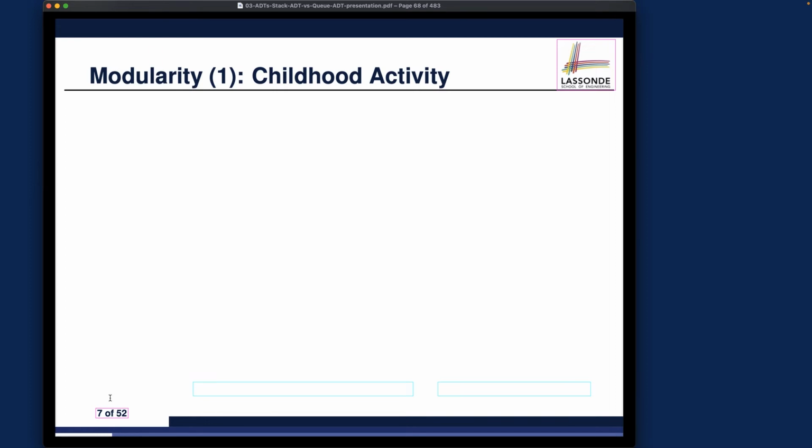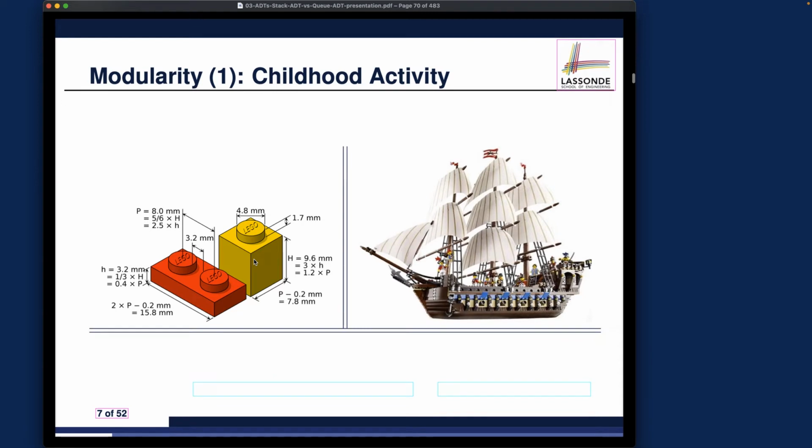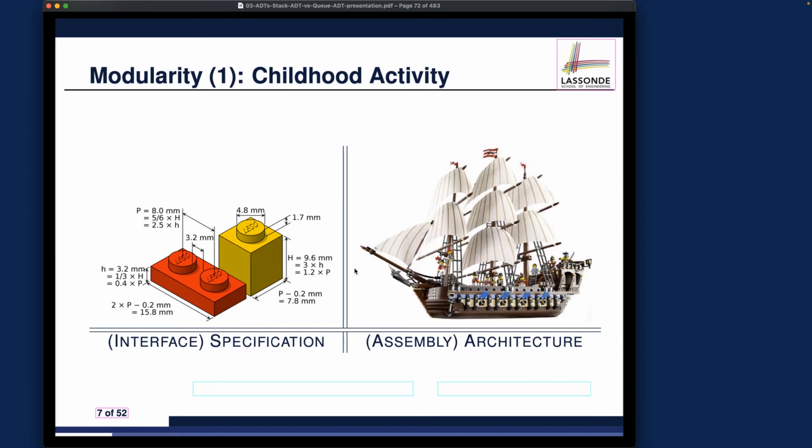The first example will be basically what you did as a childhood activity. I'm pretty sure if not all of you, maybe most of you actually played Legos before. So these Lego individual pieces over here versus some masterpiece you can actually build from the Lego pieces, right? That's really the idea about modularity. We call the individual pieces that you use as the building blocks the interface specification. And the masterpiece that you can assemble from different pieces together is called the architecture, right?